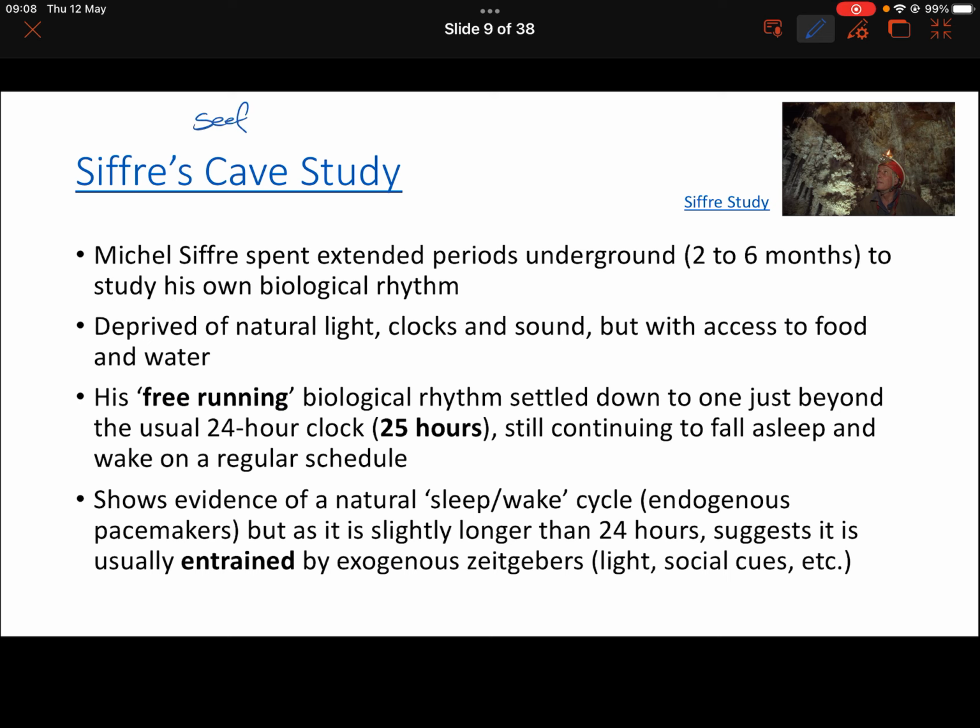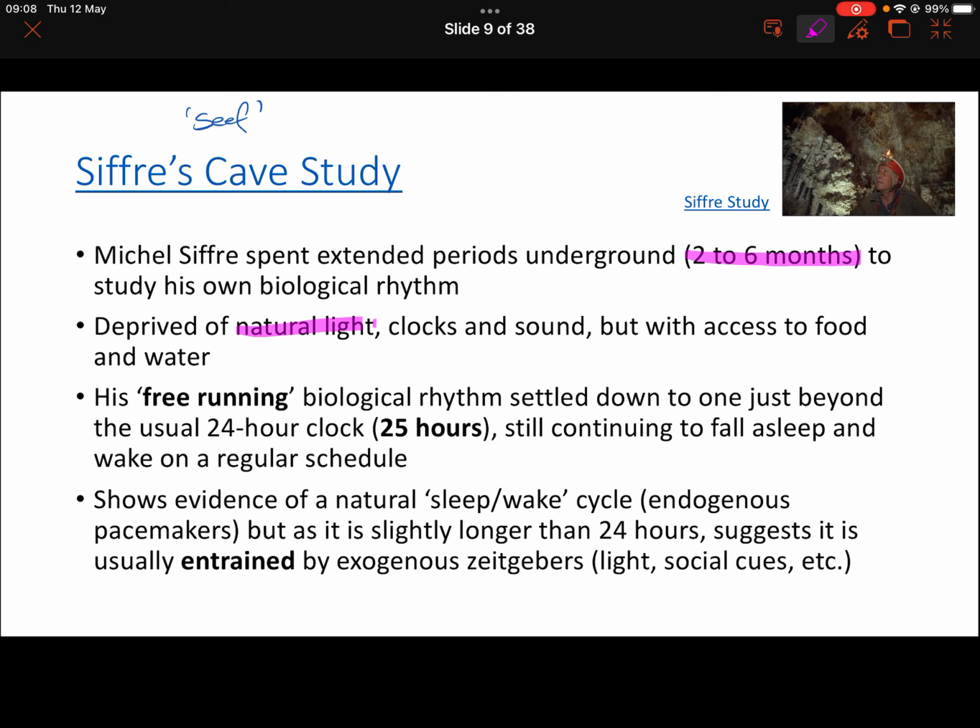His name is pronounced Siffre. He's a French caveman. That was his job. And he spent really long periods of time underground to study his own biological rhythm. So he spent periods from sort of 2 to 6 months underground. The caves were warm, they were dry, but he had no natural light. There were no clocks, but he had access to food, he had access to water, he was monitored via computers and video cameras, and he had a 24-hour phone link to the surface. He was given things to occupy his time, like books and exercise equipment and that kind of thing.